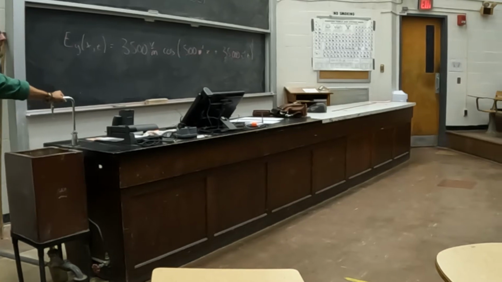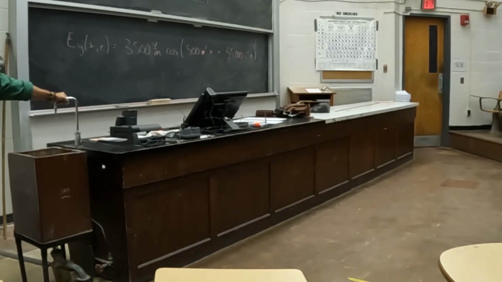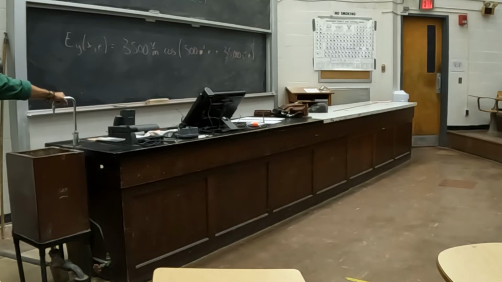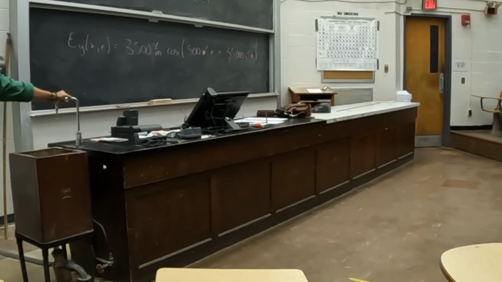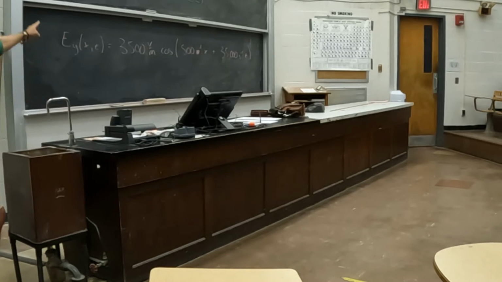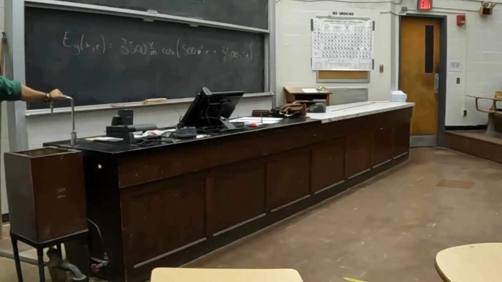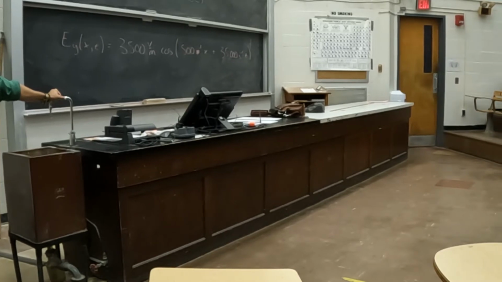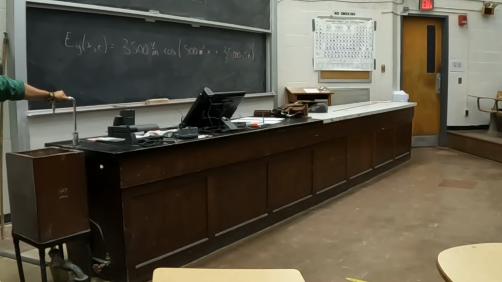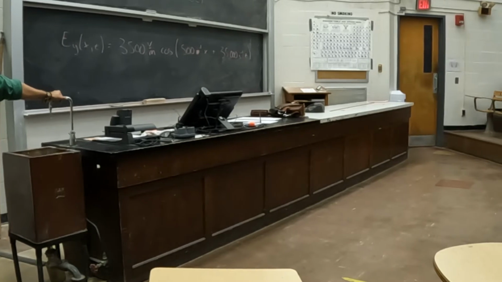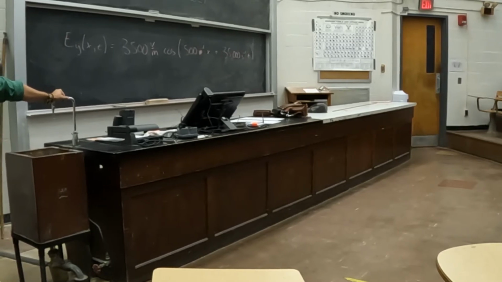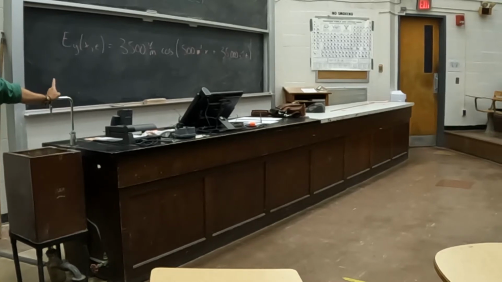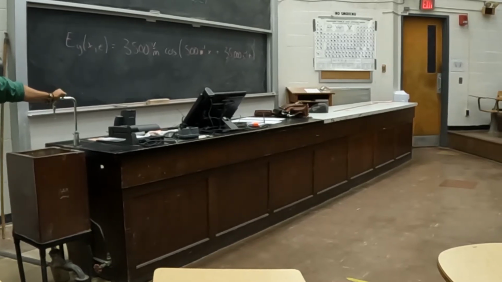If I were to ask you, what is the maximum value of that electric field, what would you say? 3,500 volts per meter, right? You just read it off. You match it up. E naught is the amplitude. That's the maximum value. 3,500 volts per meter. What is the angular wave number of this wave? It's 500 per meter. Right? What that says is for this wave there are 500 cycles in every meter.